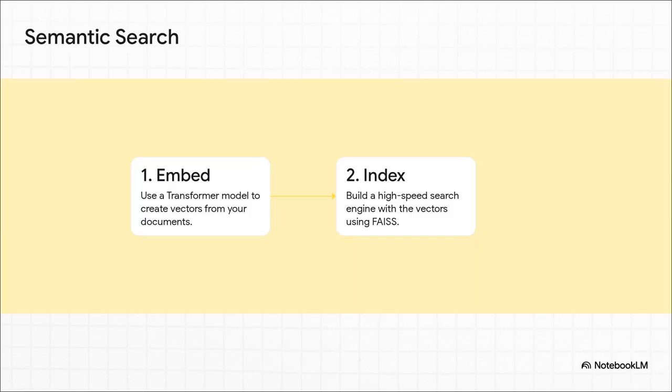Building that search engine, it sounds really complex, I know, but it's not as scary as it seems. It's basically a 2-step process. First, embedding. You use a transformer model to turn all your text into these numerical fingerprints called vectors. This is how the computer learns what the text means beyond just keywords. Then, step 2 is indexing. You feed all those vectors into a super fast library like FAISS, and it builds a searchable map of all those meanings. That's literally it. You've just built a system that searches by concept.